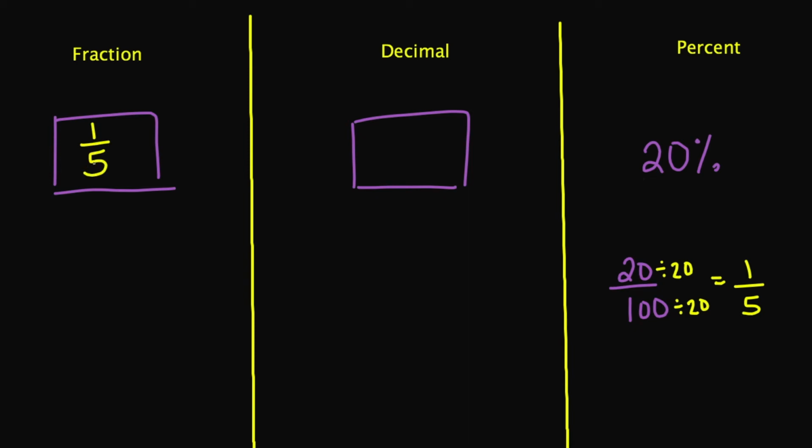And then as a decimal, you can do long division, or you can just move 2 decimal places to the left. So we can do 1, 2. It puts us right here, right in front of the 2. So your answer as a decimal is going to be 0.20.